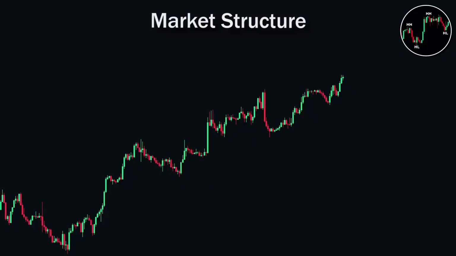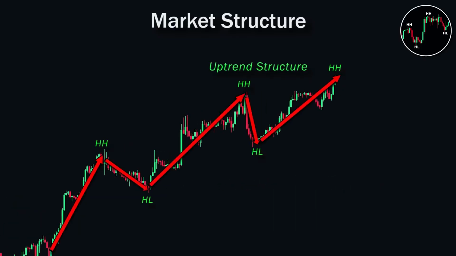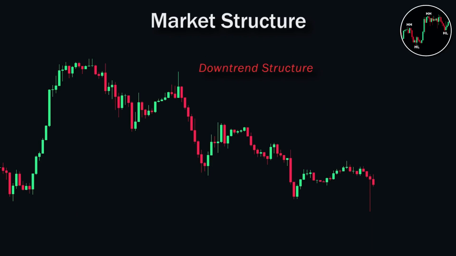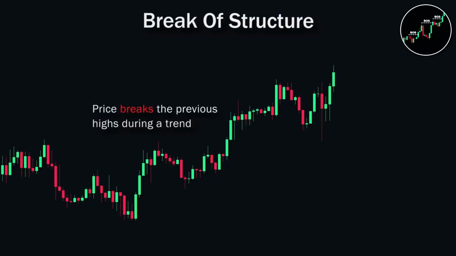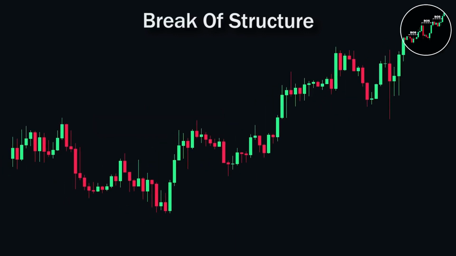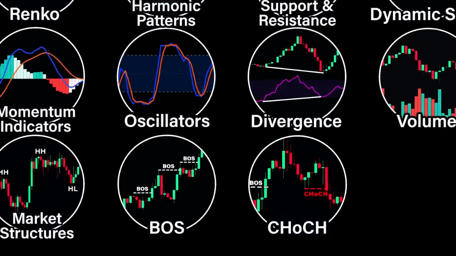Market structure. Market structure is when a trader analyzes the behavior, condition, and flow of the market. An uptrend structure is characterized by price forming higher highs and higher lows, while downtrend structure is characterized by price forming lower highs and lower lows. Break of structure. It is when price breaks the previous price peak during a trend. For example, if the price forms higher highs and higher lows, this break of the previous highs is called break of structure.